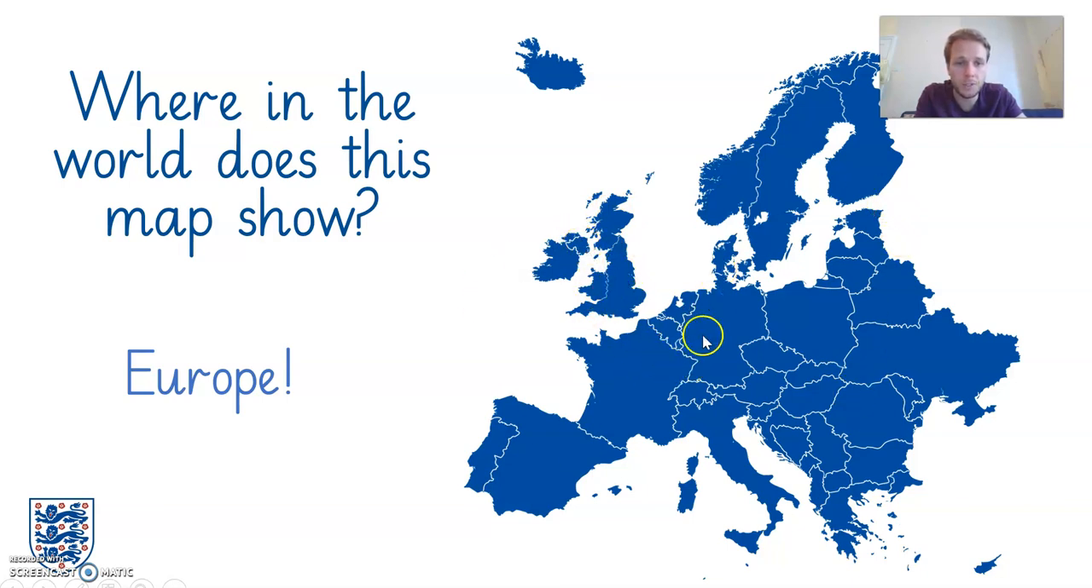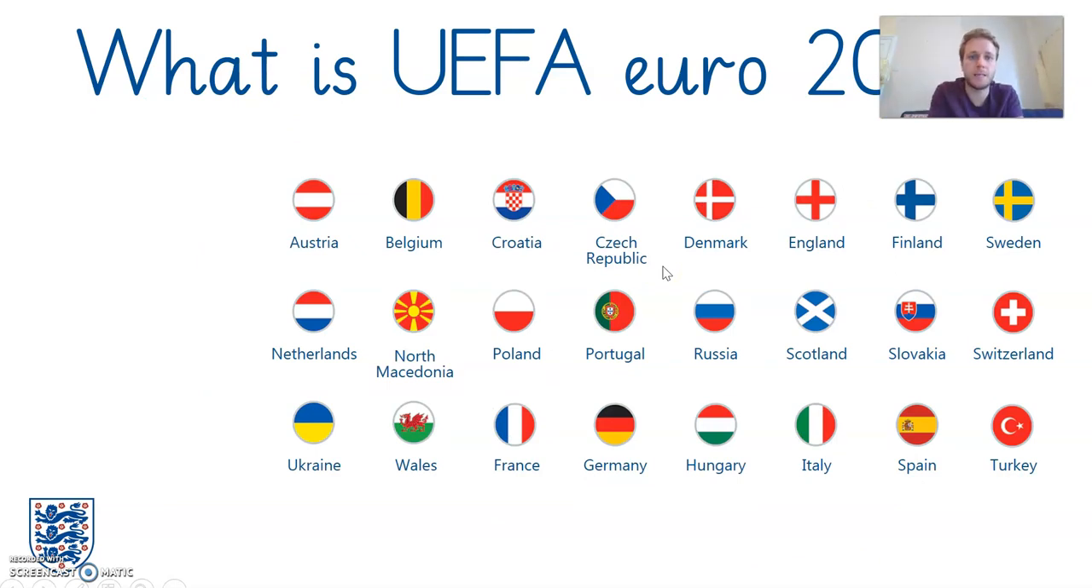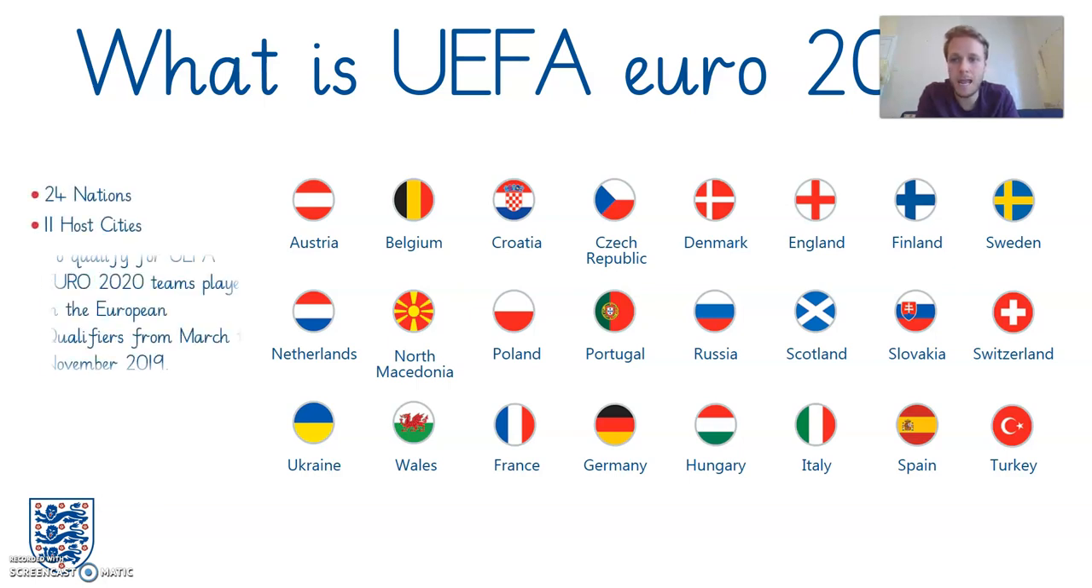You might know some other countries on this map, like France, Spain, Portugal. You might know some of these other countries here, like Denmark, Germany, the Czech Republic, Croatia, all very beautiful and very different countries to each other. So these are all the countries that are taking part in the Euros 2020. I wonder if you know any of these. So 24 nations altogether, 11 host cities. Those are 11 cities across Europe that are going to host these games. And as you can see, there's lots and lots of different countries taking part.